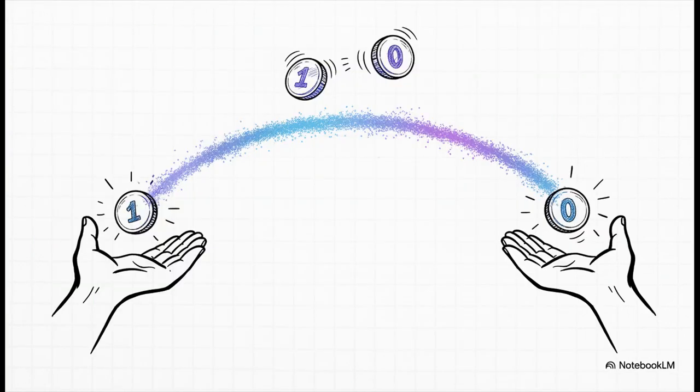Let's use another coin analogy. Imagine you have a pair of magic coins. They're linked. You keep one, and you mail the other one to your friend across the country. The second you look at your coin and see it landed on heads, you know with 100% certainty that your friend's coin instantly landed on tails. That perfect, instantaneous, spooky connection, that's entanglement.